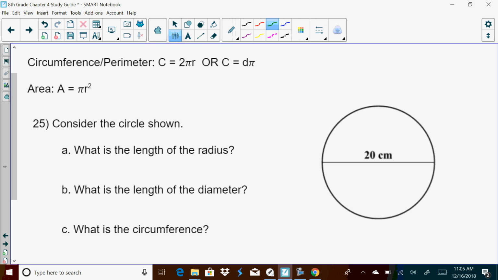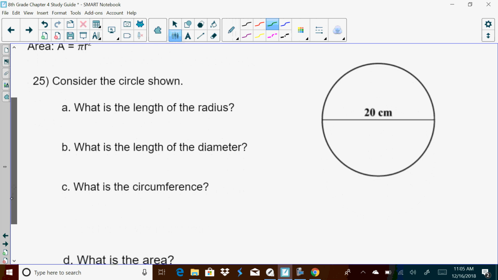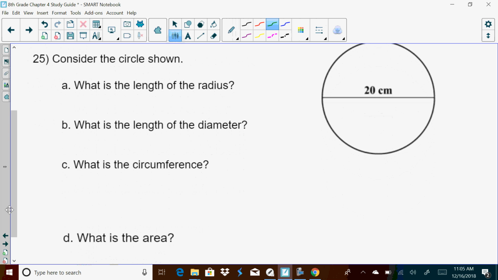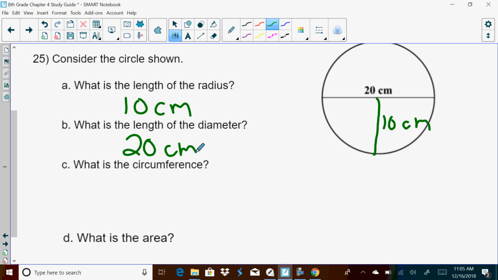So for this first problem, problem 25, it says consider the circle drawn. What's the length of the radius? The radius is halfway across, so it would be 10 centimeters. What's the length of the diameter? It's 20 centimeters because it's all the way across. So the circumference, since I know both the radius and the diameter, I'm going to use circumference equals diameter times pi. So I'm going to do circumference is 20 times 3.14, and I get 62.8.